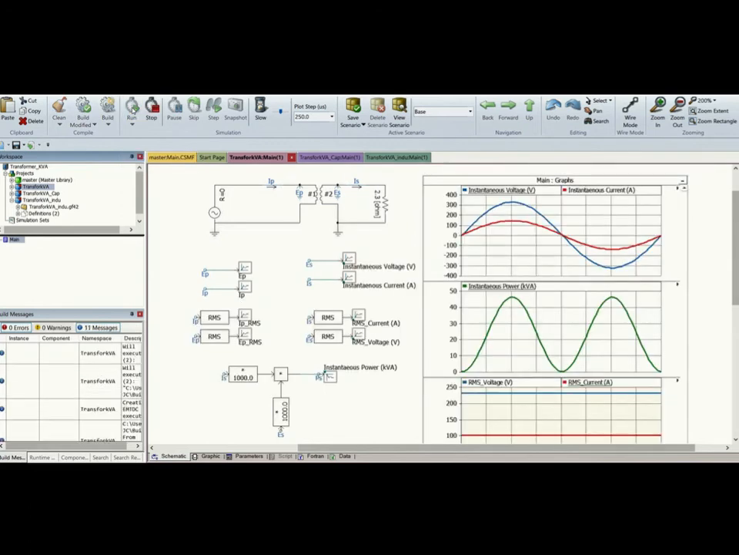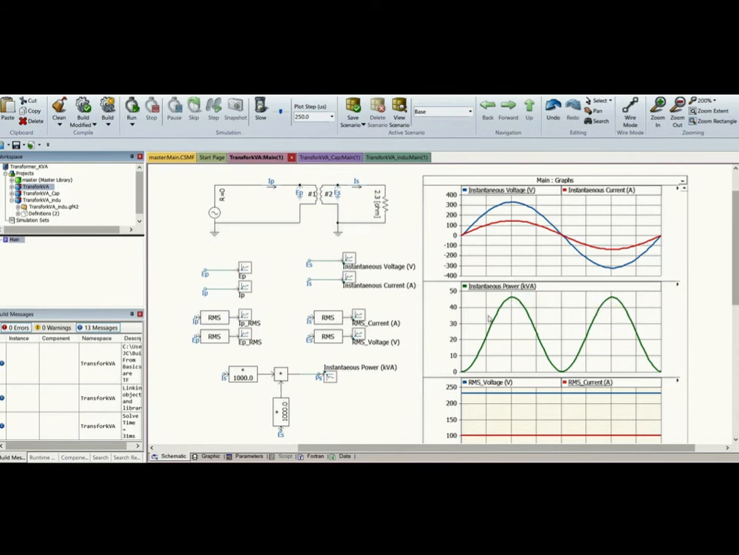Let's run the simulations. On the right side, the blue and red curves in the first graph are the instantaneous voltage and current respectively. As you can notice, both are in phase. The green curve below is the instantaneous power. The power is always positive and the average value is around 23 kilowatts.